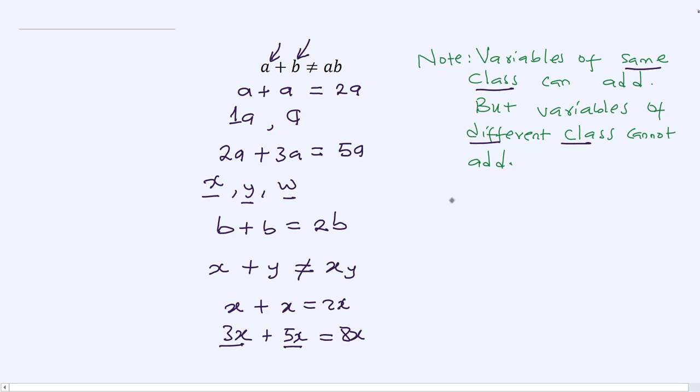So let's do two more examples before we continue. Assume we have w plus w, then we know we can have 2w. But if we have variable of n plus m, they cannot add. So this symbol simply means they cannot add, while this symbol simply means they can add. Okay, so n plus m cannot add, so it will not add to give us nm. It doesn't work.